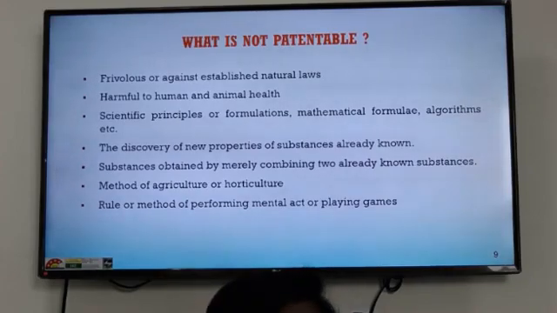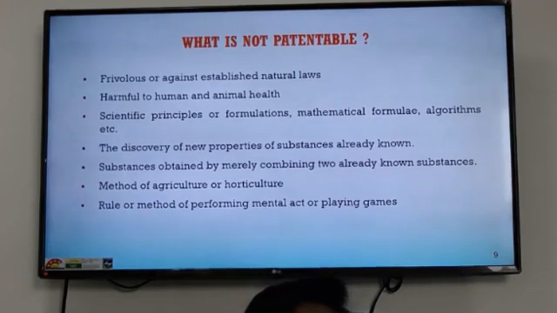Something like that would be contrary to human and animal health, so that would not be patentable. Scientific principles or formulations, mathematical formulae, algorithms, laws of nature, none of these are patentable, right? And discovery of new properties of substances that are already known.